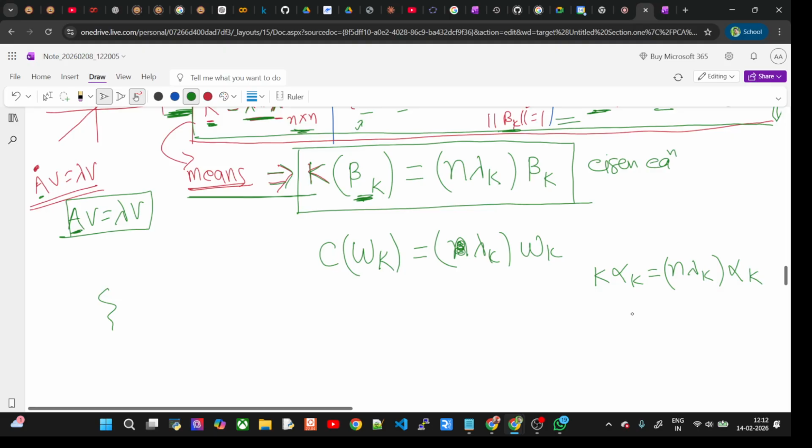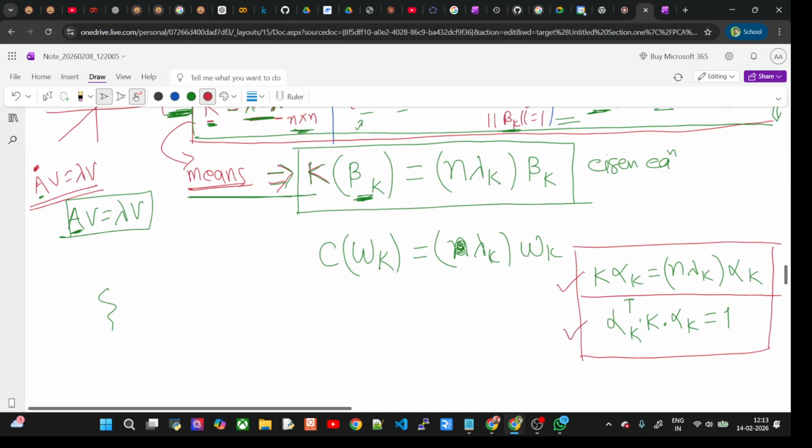Okay, this is one equation. The next equation is alpha k transpose K into alpha k should be 1. These are the two basic equations. Every alpha k has to satisfy these two equations. Then only you consider that alpha k to get multiplied with X. This X is multiplied with that alpha k which satisfies these two equations, and then we get wk, that we know.